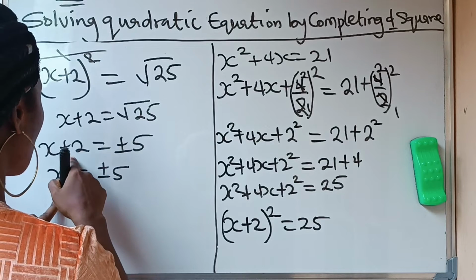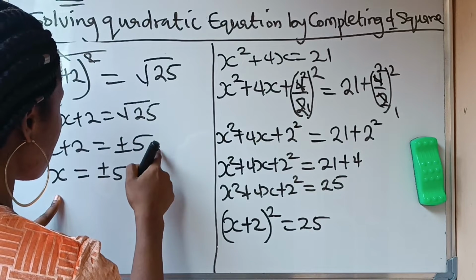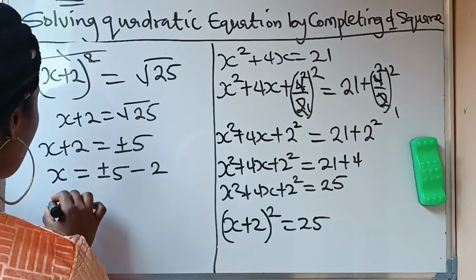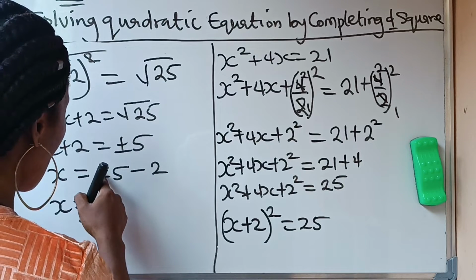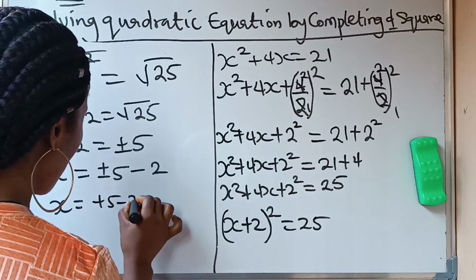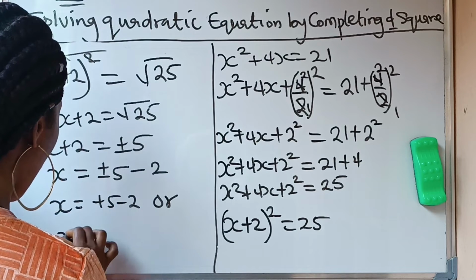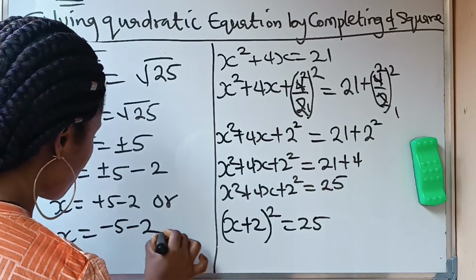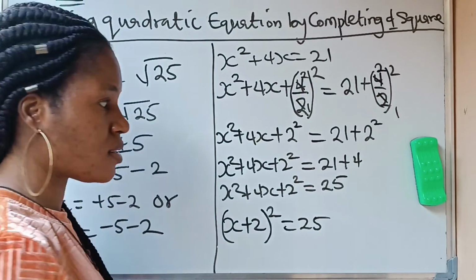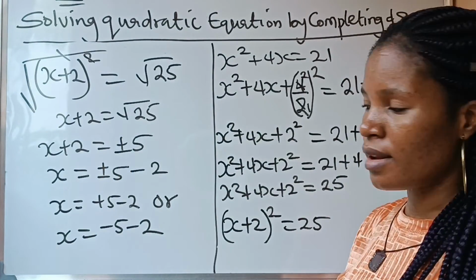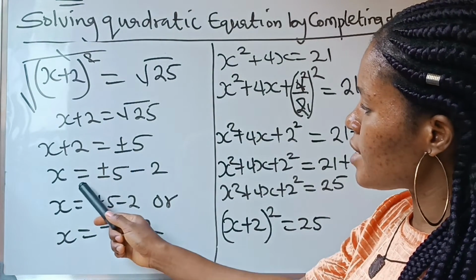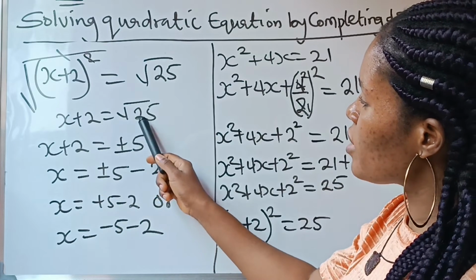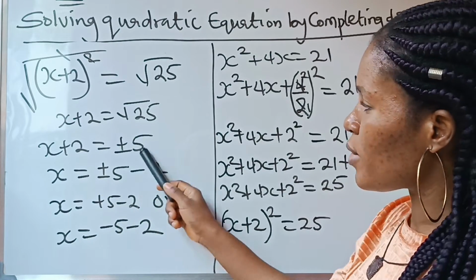Then this plus 2, if it crosses this equation to come and meet this one, is going to be minus 2. Now, what is our x? This means that our x is plus 5 minus 2, or our x is equal to minus 5 minus 2. I don't know if you are getting what I did. Let me come to this side so I see it clearly. See what I did? x plus 2 is going to give you plus or minus 5 because the square root of 25 is plus or minus 5.